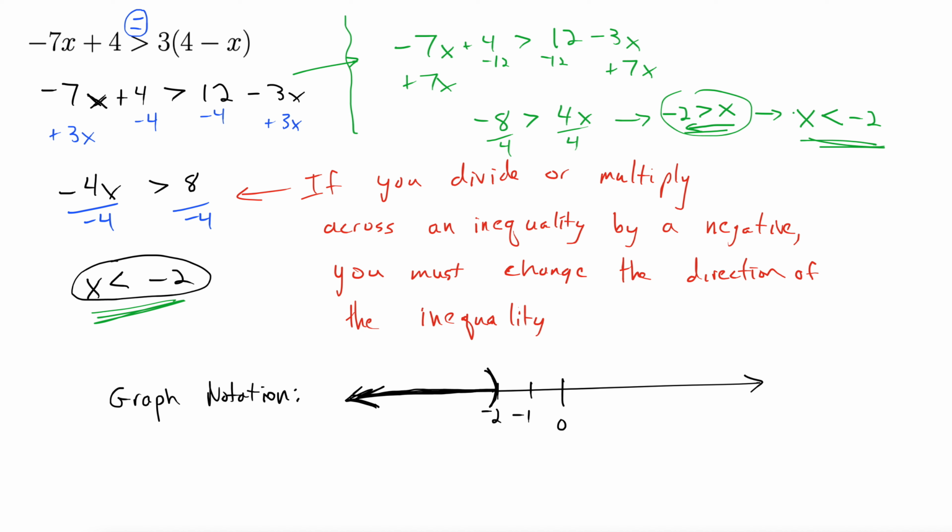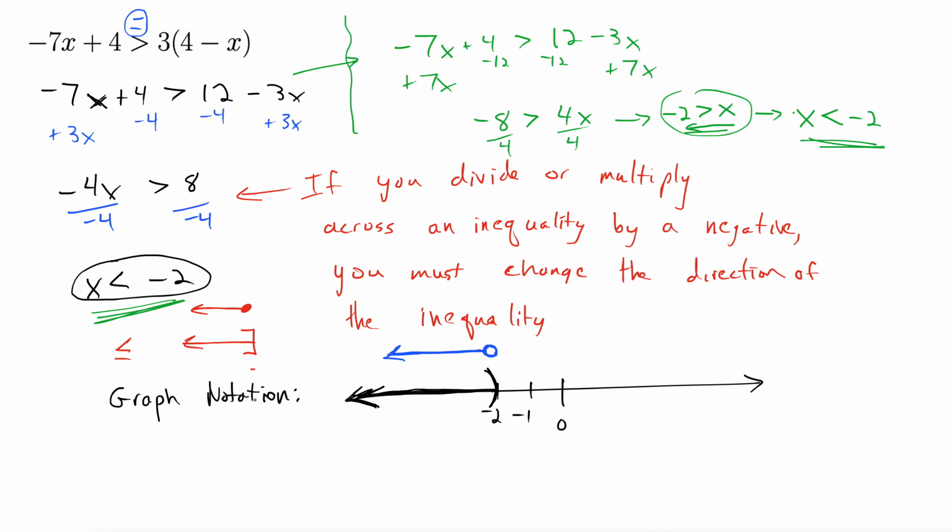Another way to do this, depending upon your textbook or your preference, really either is fine, is you can do an open circle and then go down to infinity like that. If this happened to be less than or equal to -2, we would do a hard bracket like that and down to infinity, or we would do a closed circle down to infinity. Okay, so those are the differences in notation here.